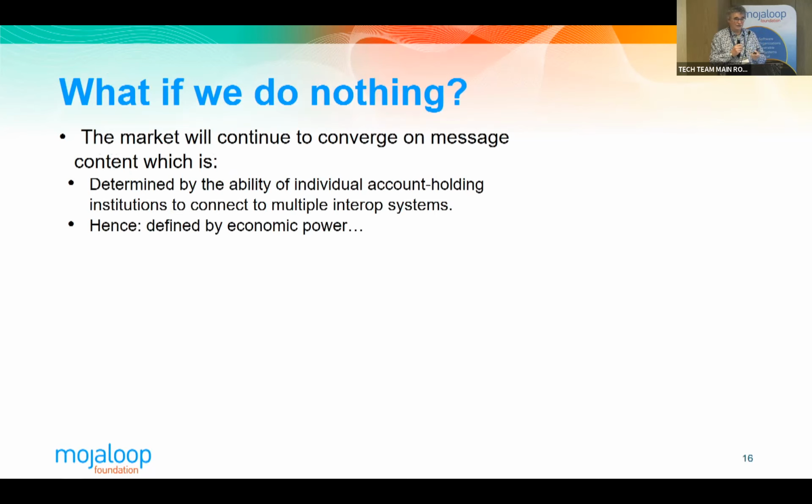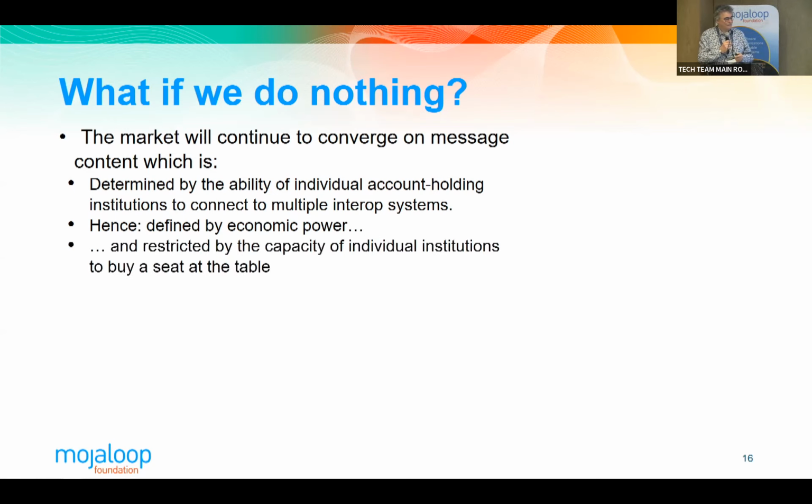And that eventually means that the ability to participate in payment systems will be defined by the economic power of the institutions themselves. Large banks, large mobile money systems will have the resources to connect to multiple payment systems, whereas the small banks, the tiny credit unions, the village savings and loan associations, don't have those resources. It's as much as they can do to connect to one payment system. And therefore, the spread of payment systems will be restricted by people's ability to buy a seat at the table. Now, what's missing here?